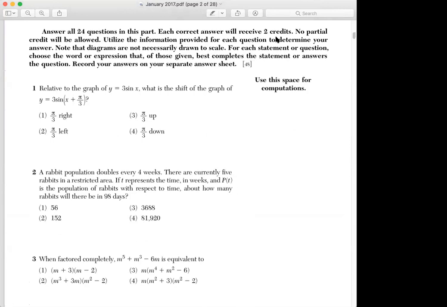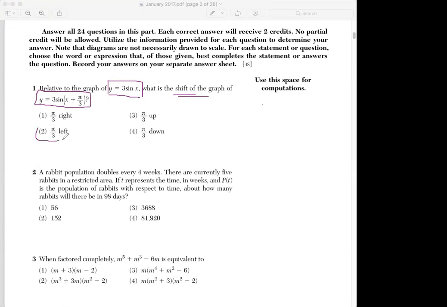So right away, to start us off, we can do this problem. You've learned this. Let me prove to you. It says relative to the graph y equals 3 sine x, what is the shift of the graph? You see that? You can do it. Y equals 3 sine of x plus pi over 3. Well, this is the parent function, and this is the augmented function, or the shifted function. And this thing is shifted to the left pi over 3 units, because that's in the parentheses.